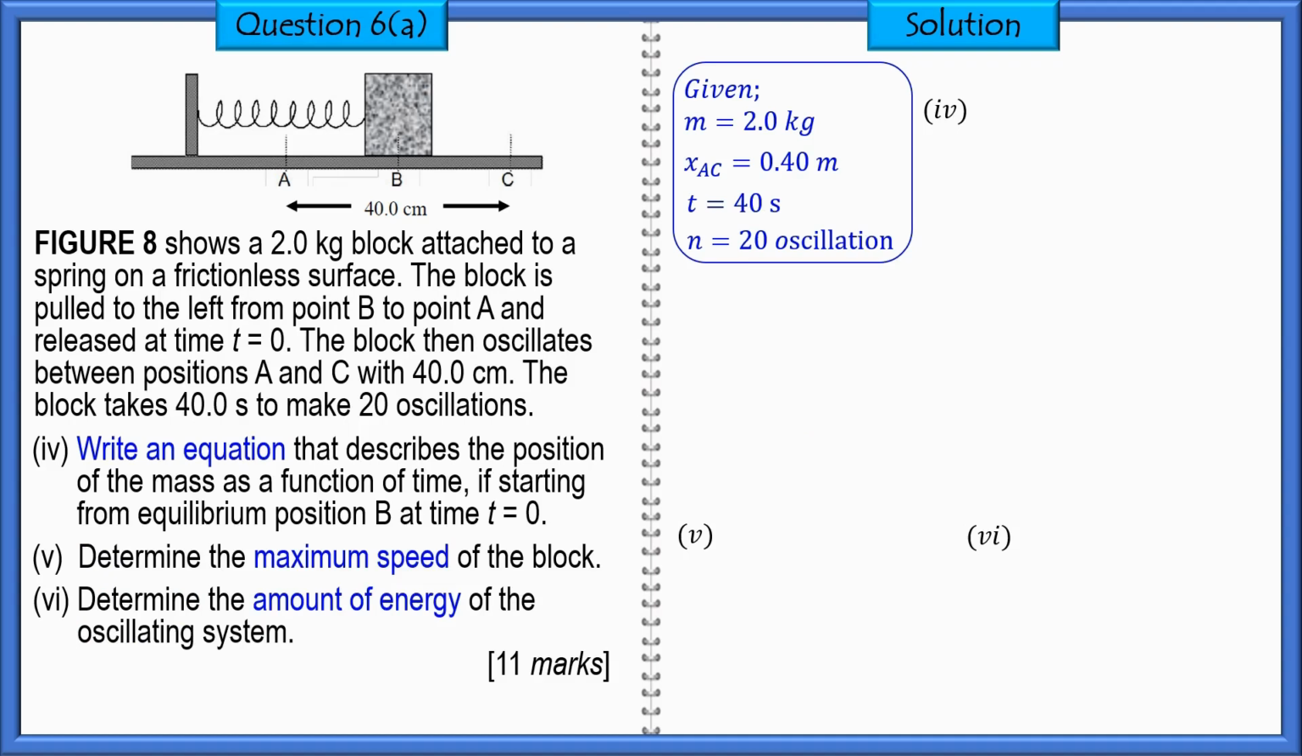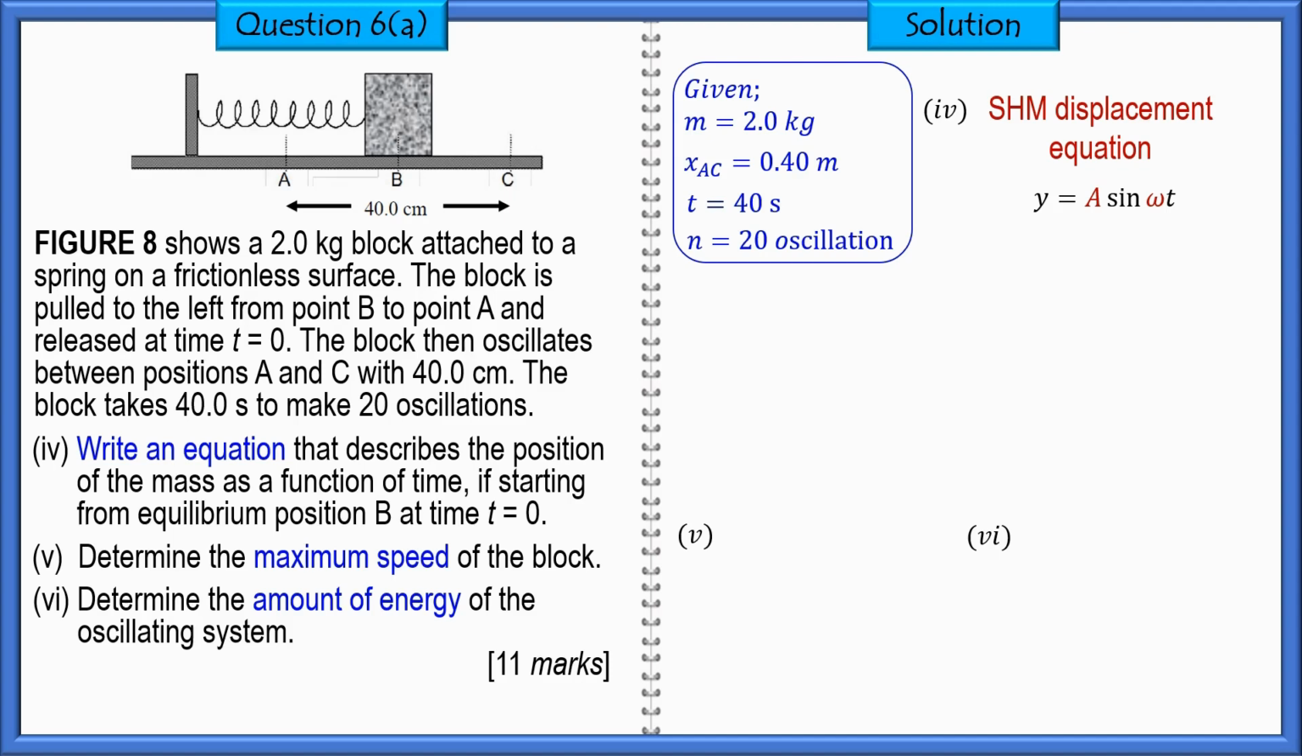Question number 4. You need to write down an equation that describes the position of the mass as a function of time if starting from equilibrium position B at time t is equal to 0, meaning that the block starts from point B. Before you write down the equation, you are supposed to know the general equation for this situation, which is the mass spring system oscillation in simple harmonic motion.